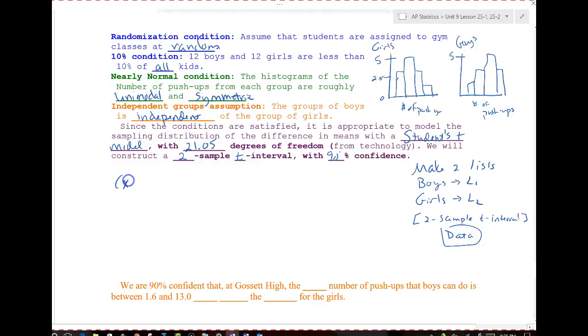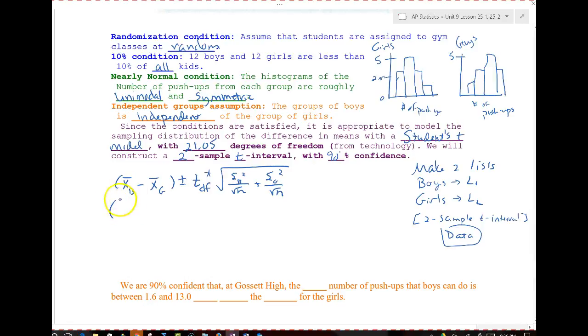You could also do it this way. So we have our X bar boys, showing our formula, minus X bar girls, plus or minus our critical value with degrees of freedom. We'll put that in as 21.05 in a moment. And then the standard deviation of boys over the square root of n, plus the standard deviation of girls over the square root of n. And then we plug in our values for these that we get. So if you punch this into your calculator, double check. Now, I'm just saving time, I'm not putting it in the calculator right now.